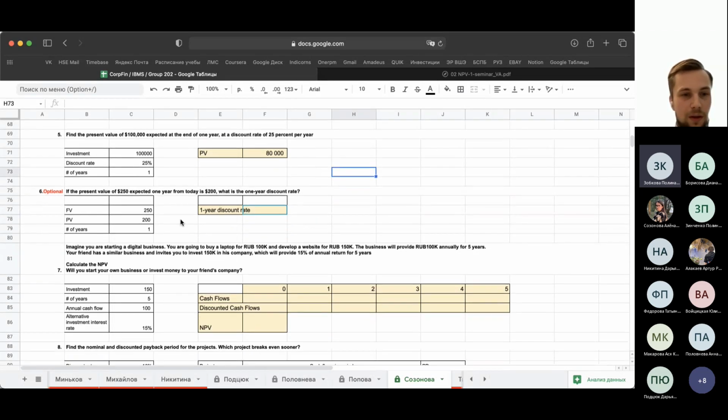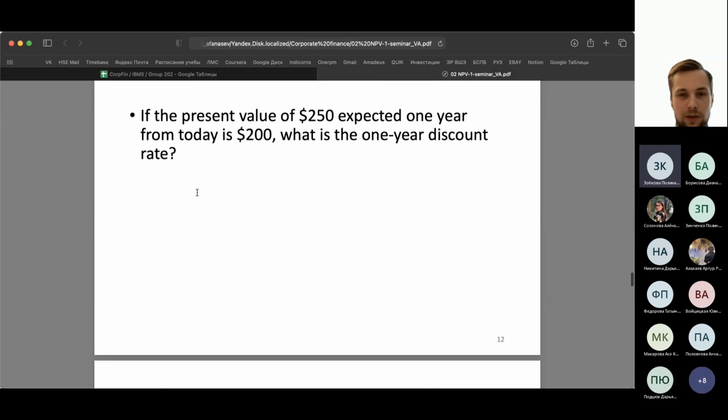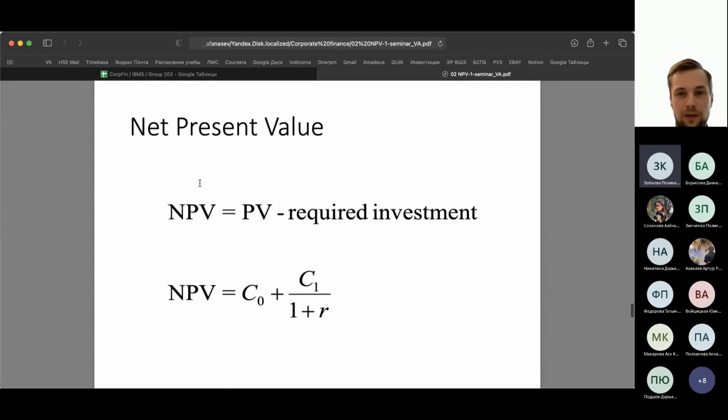Okay, super. I think we can skip the following task and return to the presentation for a while. Can you please explain what the net present value is? And actually, what is the sense? Why do we calculate net present values? What information can it give us?